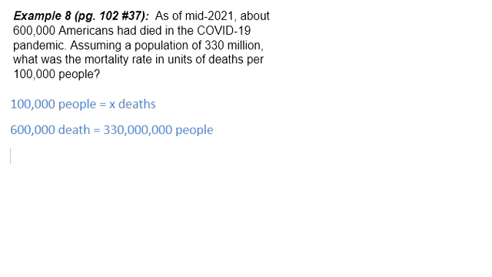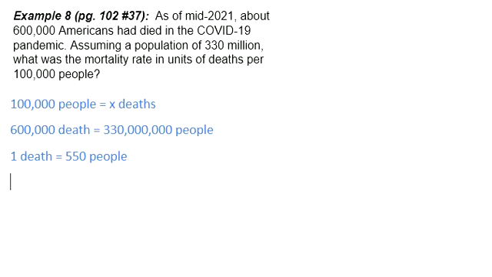Now I could set it up with these, or I can do what I did at the beginning of this section, and I'm going to simplify this rate because there's a lot of zeros. Those are big numbers. So if I look at both of these, I can see that both numbers are divisible by 600,000. So if I divide both of them by 600,000, I have 600,000 divided by 600,000 is going to be equal to 1 death. And then 330 million divided by 600,000 is going to be 550 people. So this is a lot easier to work with. Out of 550 people, only one of them died.